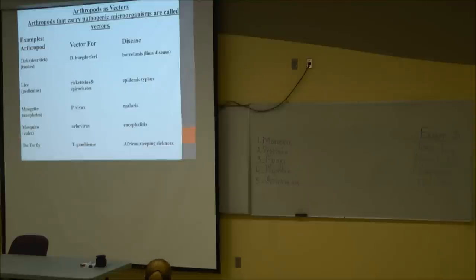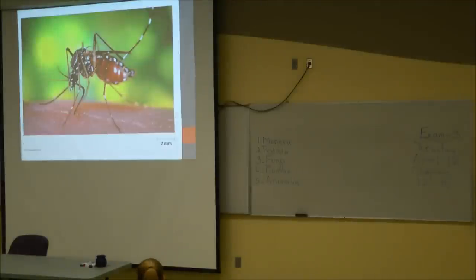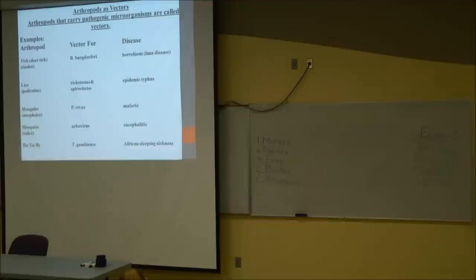Last topic of this chapter 12, arthropods. What are arthropods? Joint-footed insects, insects that have joints in their legs. So we're not talking about the diseases that are caused by those arthropods, because there are diseases caused by insects. For example, scabies, where the insect crawls under your skin, a skin disease. We're not talking about that. We're talking about these arthropods as carriers of pathogens that cause disease.